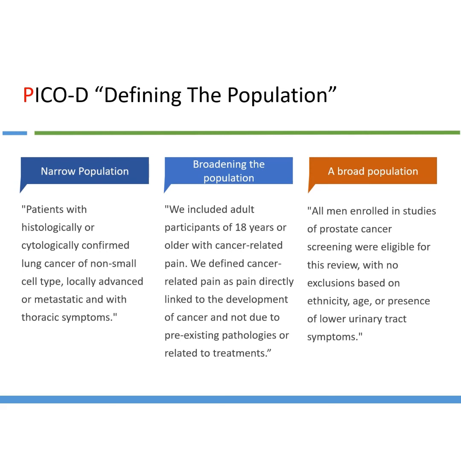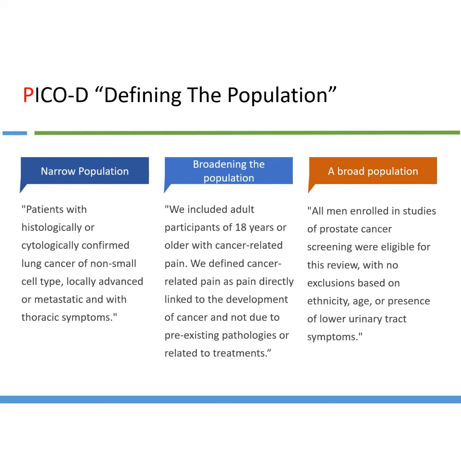First, you're going to define your population. These are examples of, for instance, a narrow population: patients with histologically or cytologically confirmed lung cancer of non-small cell type, locally advanced or metastatic, and with thoracic symptoms. So this is a very narrow population. It's not right or wrong, it's just that the narrower it is, the less likely you are to find studies. For a broader population: we included adult participants 18 years or older with cancer-related pain. We defined cancer-related pain as pain directly linked to the development of cancer and not due to pre-existing pathologies or related treatments. You can even make it a much broader question.